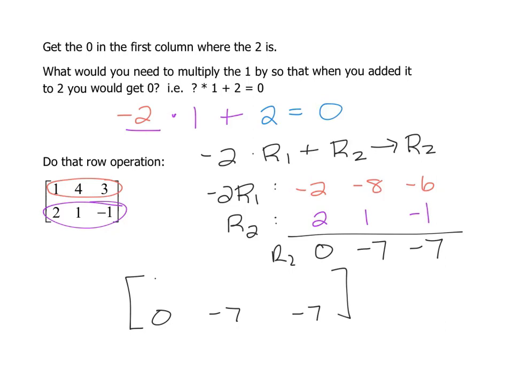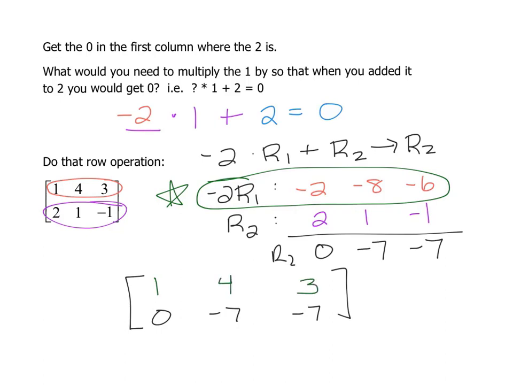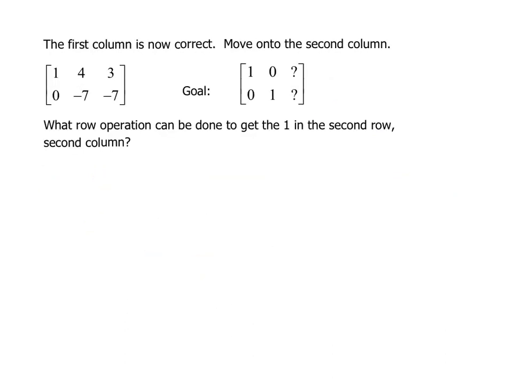And even though I did this little operation with row 1 here, I'm not going to change my row 1. I just used my row 1. So this is going to stay at 1, 4, 3. Now notice that my column 1 looks like we want it to. Now we're going to try to fix column 2. So what I want this to look like is that 0, 1.